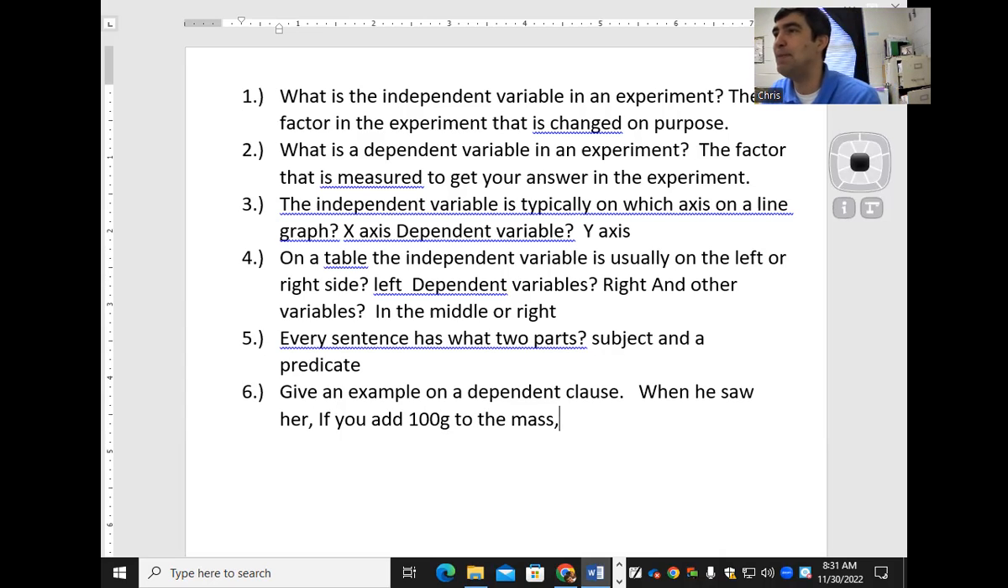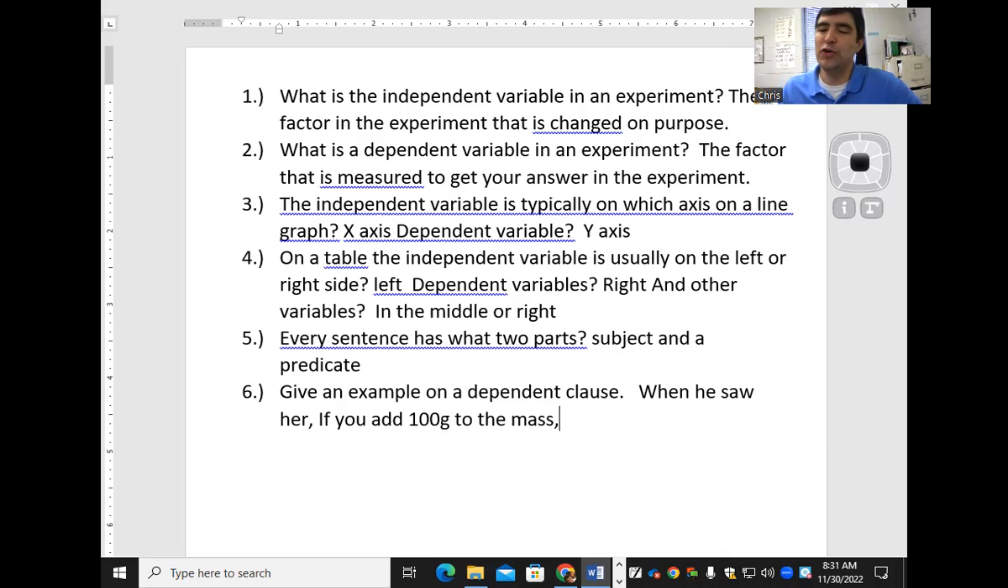No. The independent clause, which has a subject and a predicate, that's the main part of the sentence. The dependent clause is important, but it's not as important as the main part of the sentence. You need to know the independent clause and then add the dependent clause. Because if you know the independent clause, that's the main part of the sentence, and then you add the dependent clause, then you can say, okay, that's what it wants.